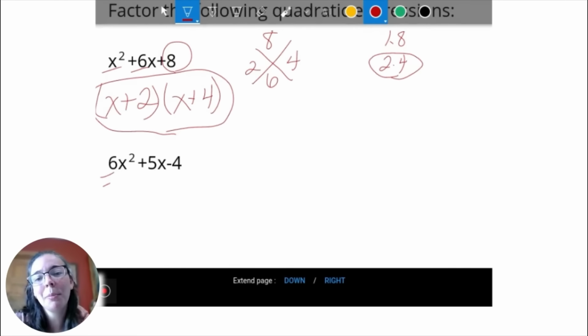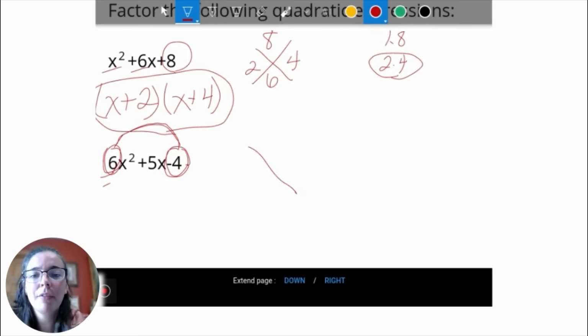Okay, so it's going to be a similar process, but I call this the earmuff method because I actually have to take the 6 and the negative 4, and I have to multiply them. So notice how it kind of looks like some earmuffs. So 6 times negative 4 is negative 24. So I need it to multiply to negative 24 and add to 5.